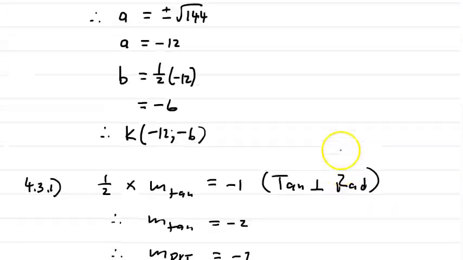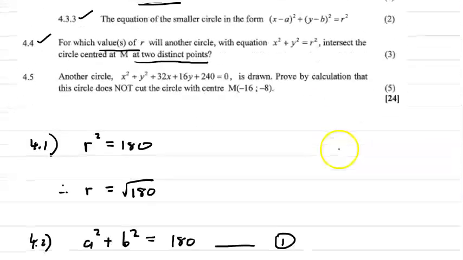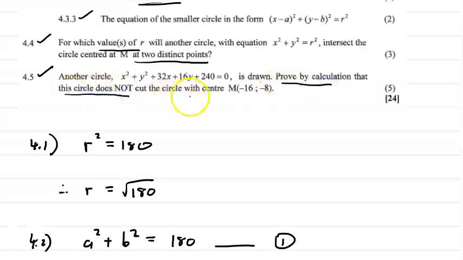Okay, now let's go look at the last question. In the last question, this is a very important one. It says another circle, x squared plus y squared plus 32x plus 16y plus 240 equals 0, is drawn. Prove by calculation that this circle does not cut the circle with center M minus 16 and minus 8.